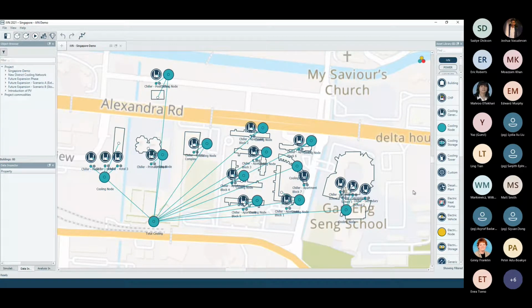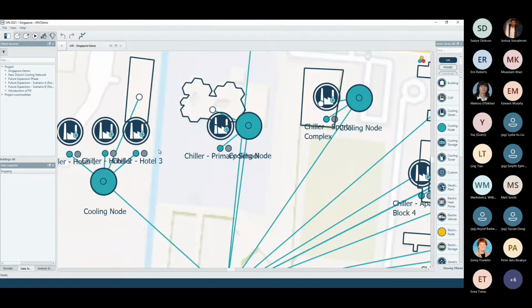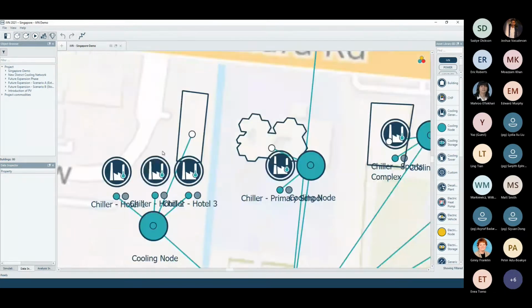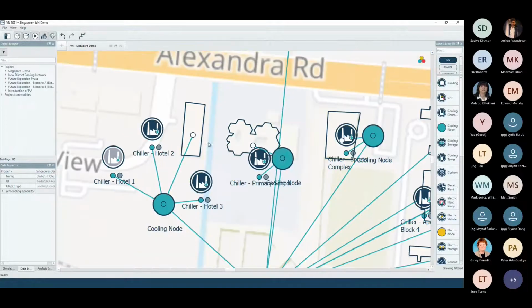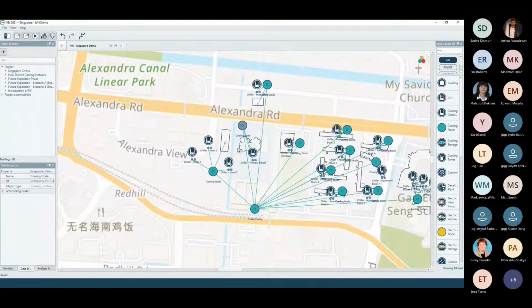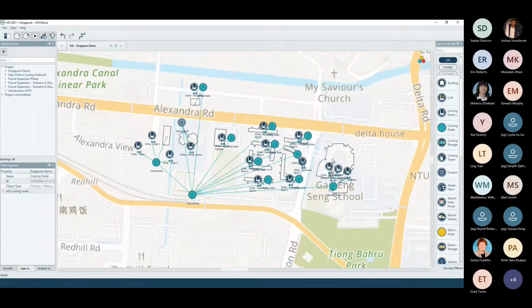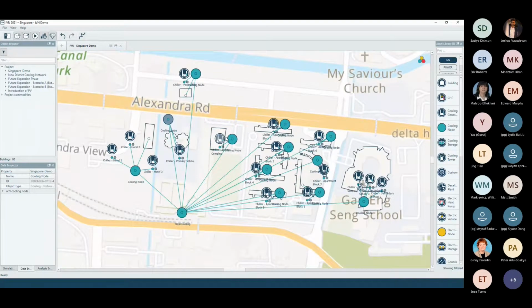We could build up a picture of our campus, and as you can see here, this is just an example. We've got a hotel here, and maybe 3 chillers in that hotel. We've got a primary school here with 1 chiller. So we can build up a baseline to establish the energy consumption and carbon emissions, and then we could also run different scenarios.